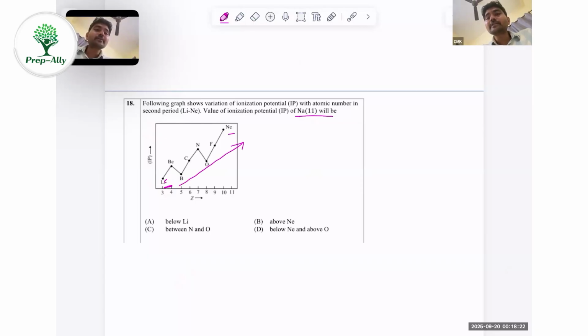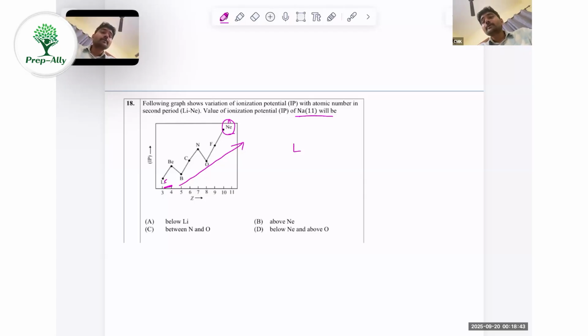Ionization potential value increases from left to right because size decreases. With neon, the filled electron configuration is more stable, so it has the highest ionization potential in the period. Inert gases will have the highest ionization potential value. After neon, we have sodium.